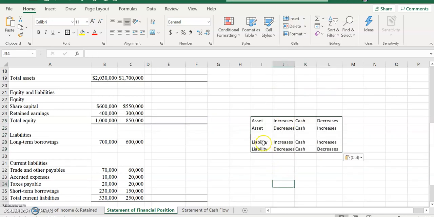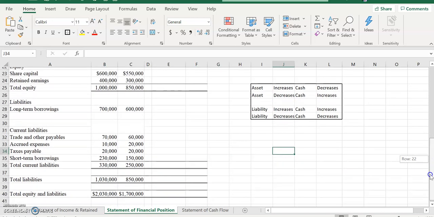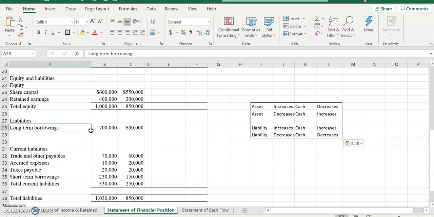Okay, so our liabilities we're saying is the exact opposite. If a liability increases, our cash increases. If a liability decreases, our cash decreases. One of the easiest liabilities to look at that we can see this is long-term liabilities. Okay, so at the end of last year, we owed 600,000. Well, now all of a sudden our long-term liability went up to 700,000. We must have borrowed 100,000. So our liability increased because we borrowed an extra 100.